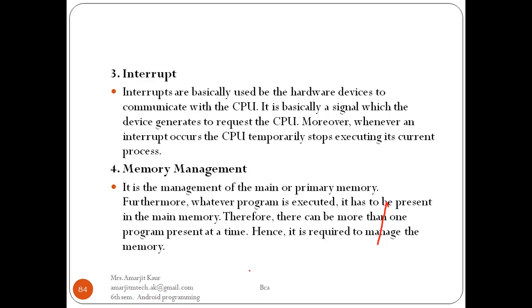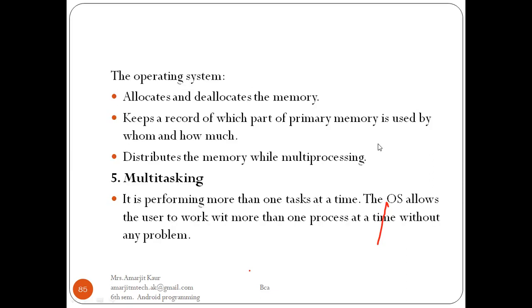Next is the memory management. It is the management of the main and the primary memory. Furthermore, whatever program is executed has to be present in the main memory. Therefore, there can be more than one program present at a time, as it is required to manage the memory. The operating system allocates and reallocates the memory, keeps a record of which part of primary memory is used by whom and how much, and distributes the memory while multiprocessing.